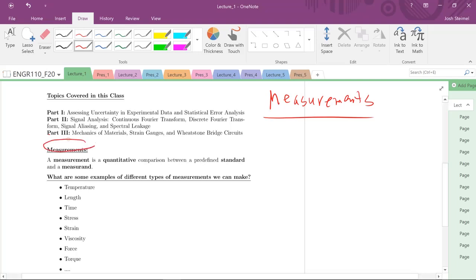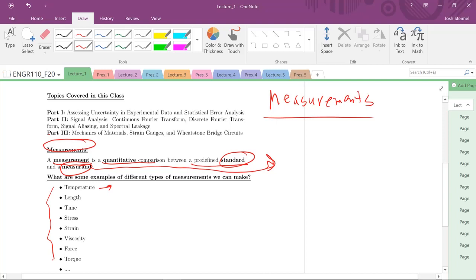So, measurements. What is a measurement? Well, a measurement simply is a quantitative comparison between a predefined standard and some measurand. There's lots of different types of measurements that we can make. A measurand is effectively just what are you measuring? So, what do you want to measure? What are some types of different measurements that we can make? Well, we can measure temperature, length, time, stress, strain, viscosity, force, torque. This list can go on and on.